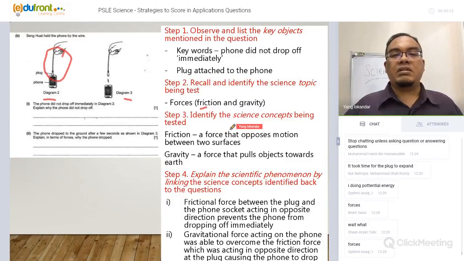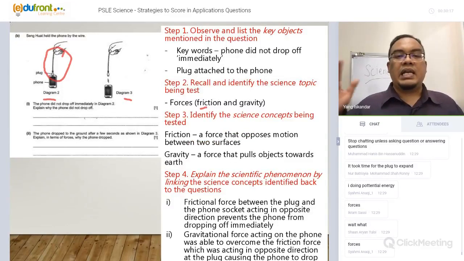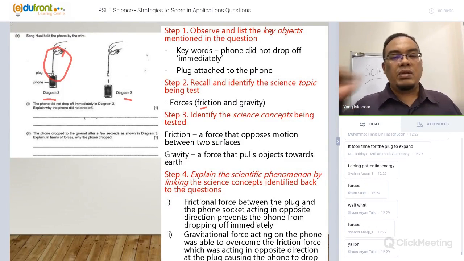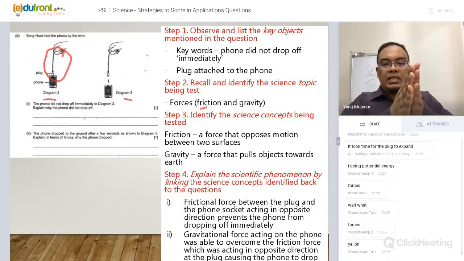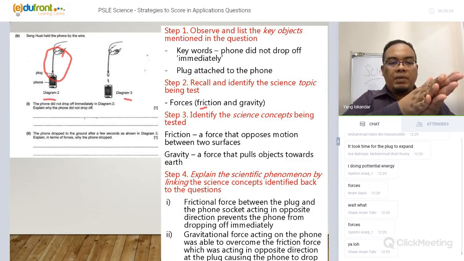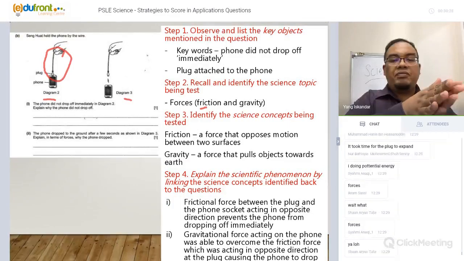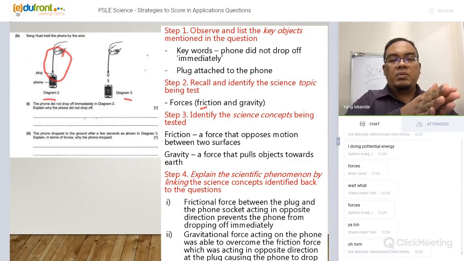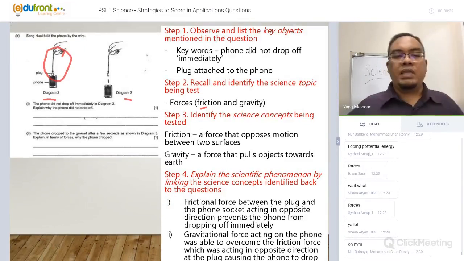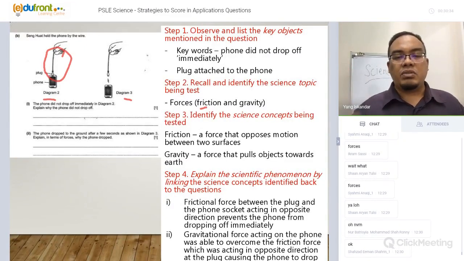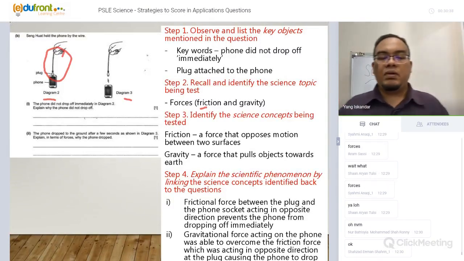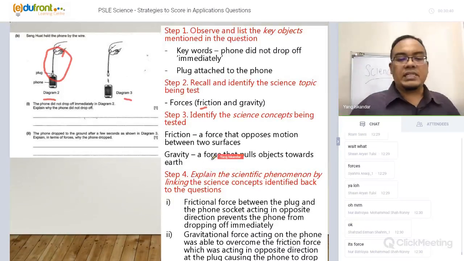Now, what is the science concept being tested? Friction. What is friction? Friction is a force that opposes motion between two surfaces. When one is going this way and one is going the opposite direction, there is friction that opposes the motion. And what is gravity? A force that pulls objects towards Earth. So we have learned about these two concepts. Then step number 4.